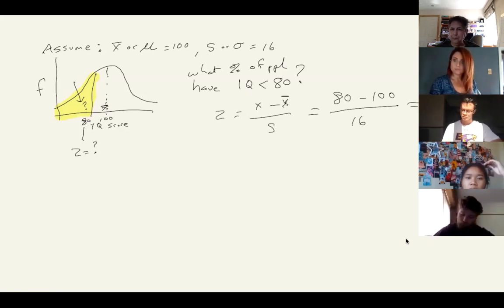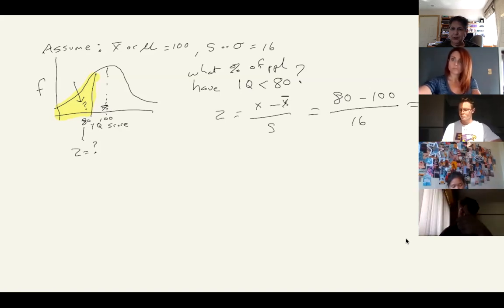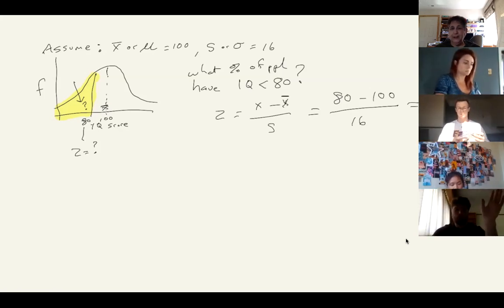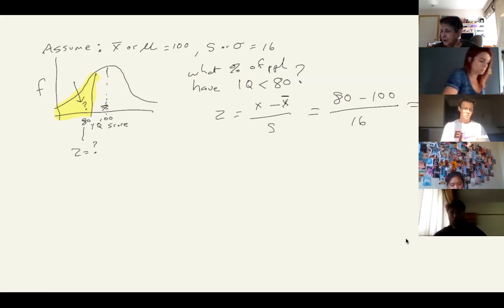What do you get? Negative 1.25. Yeah. Anybody else? Wave if you got negative 1.25. Nobody's waving. Thank God. Thank you, Isaac. Sam, did you get that? You're working on it. Okay. It's the correct answer.